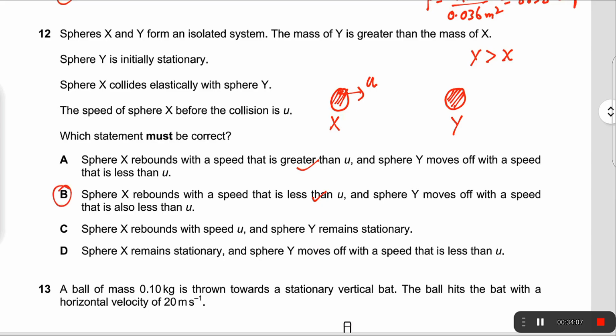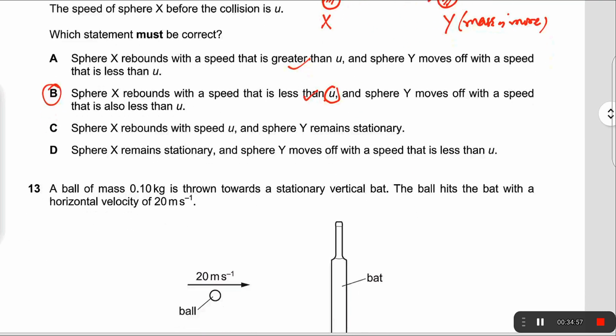Sphere X rebounds with a speed less than U. Yes, once sphere X hits this sphere, it will rebound but with a speed less than U. Initially it was U. If it has 20 meter per second speed, then it will not have 20 meter per second, it will have 10 meter per second or less than 20. And sphere Y moves off with a speed that is also less than U. Why? Because the mass of Y is greater. Its mass is more, so it will move, but only a little bit. It will not move as much as the initial velocity of X before colliding. I hope you understand it.